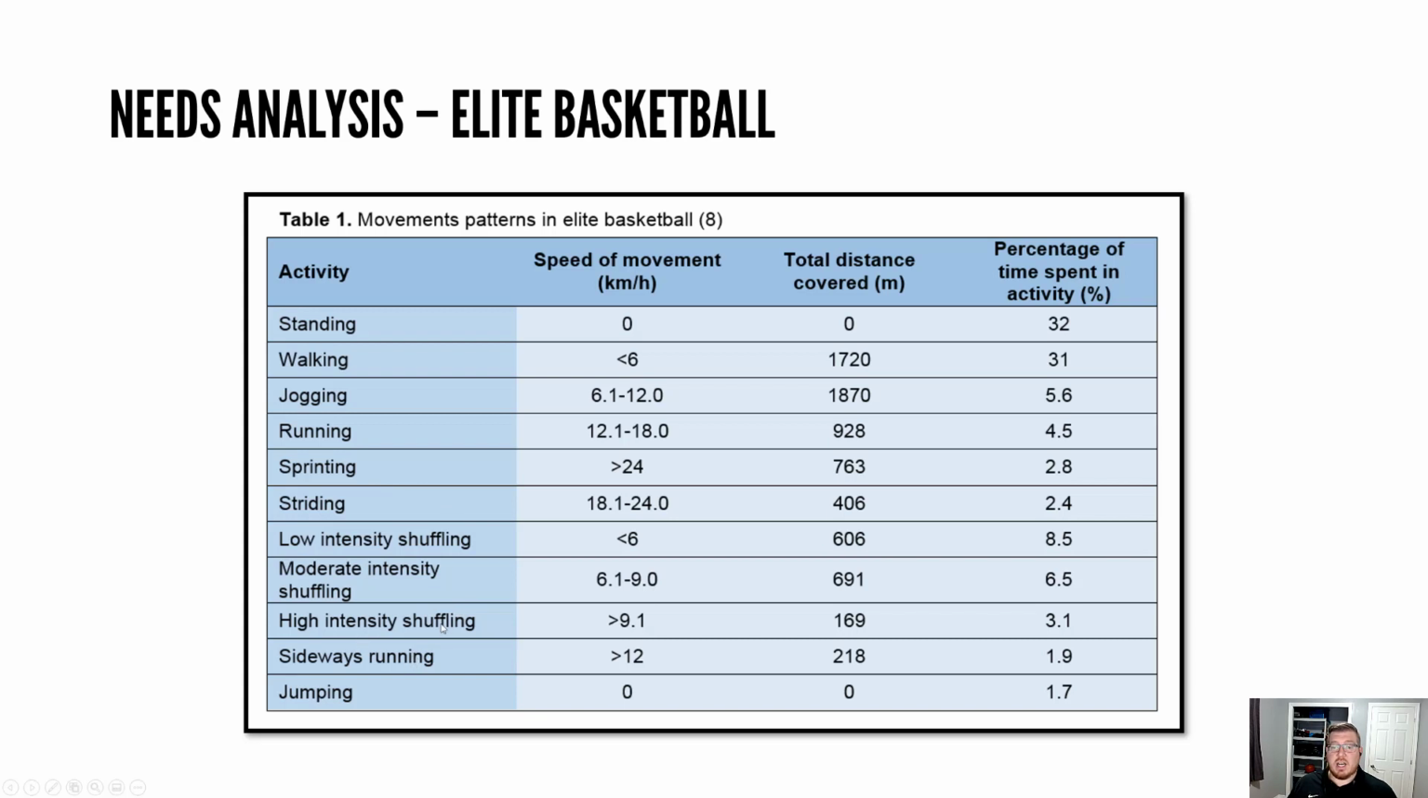Same with, for instance, the high intensity shuffling. And we can also see that for jumping, speed of movement is 0, total distance covered is 0, and percentage of time spent in the activity is 1.7. So if you don't really understand what's biomechanically going on here, you don't really realize that jumping is a big part of basketball, and you should probably prepare your athletes to be able to jump and jump high.